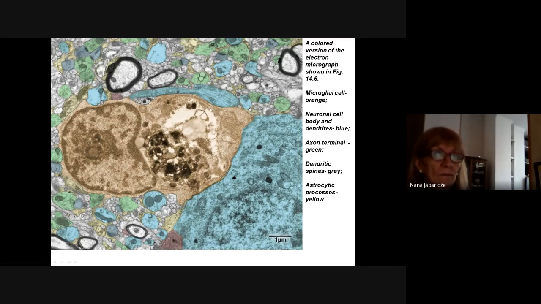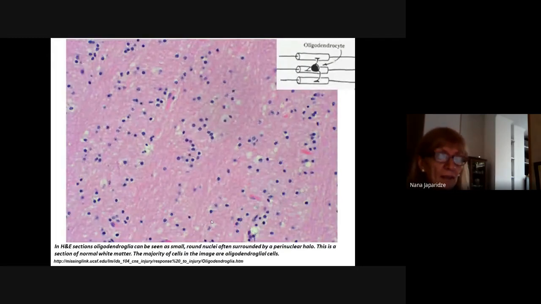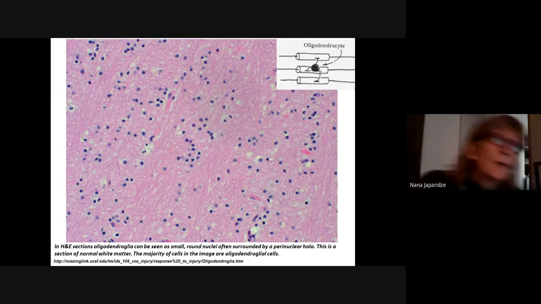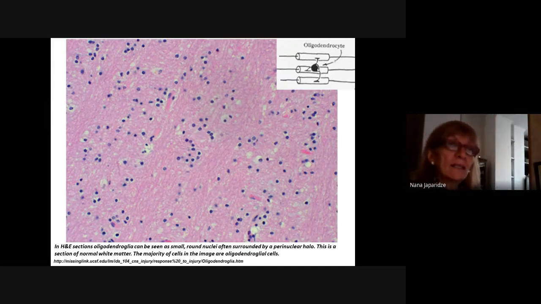So, is everything clear? I hope. Look, this is normal white matter. And here is schematically depicted how one glial cell, the oligodendrocyte, is able to myelinate several axons, in this case 3 axons.